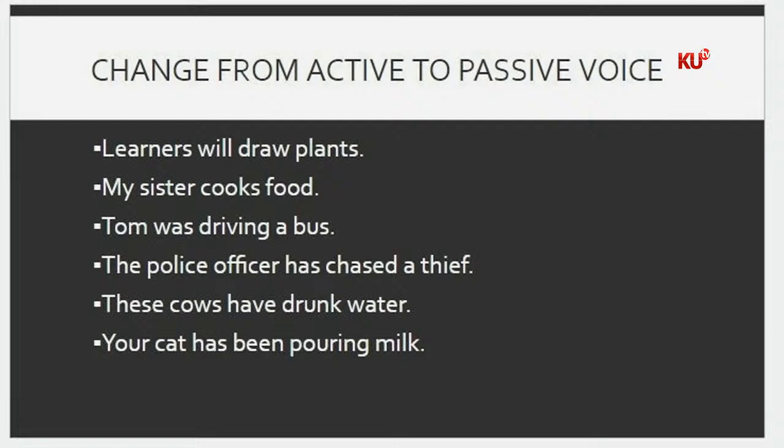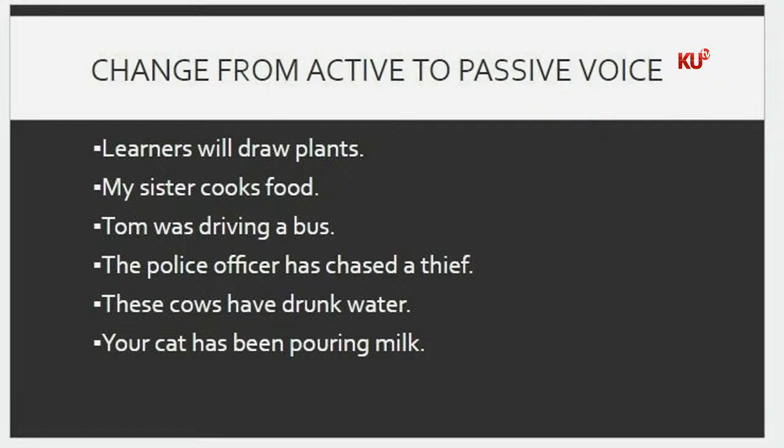Number 2, my sister cooks food. Number 3, Tom was driving a bus. Next, the police officer has chased a thief. These cows have drunk water. And finally, your cat has been pouring milk.